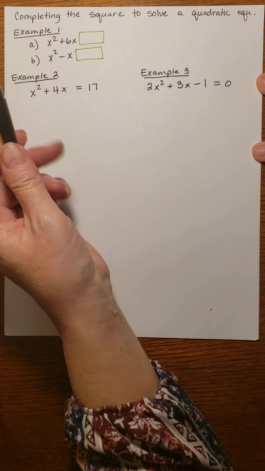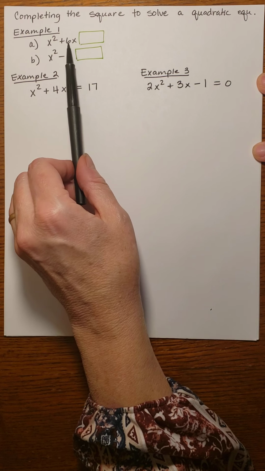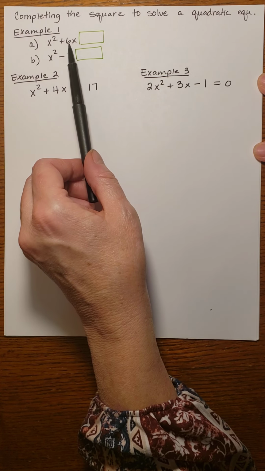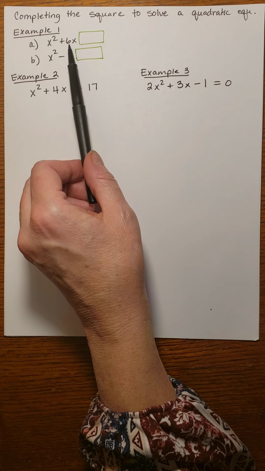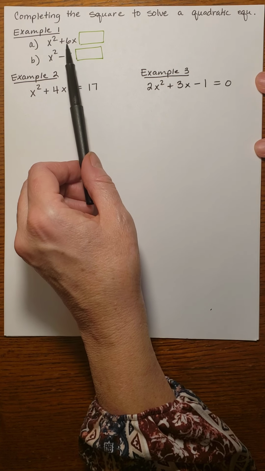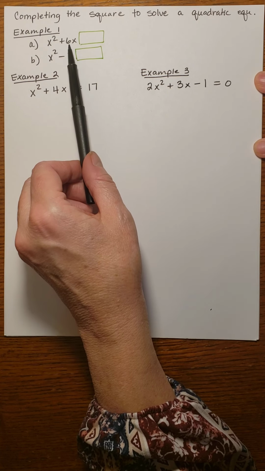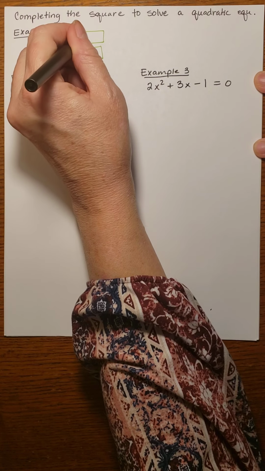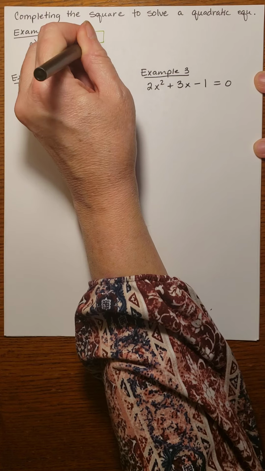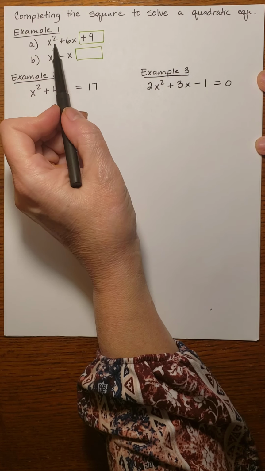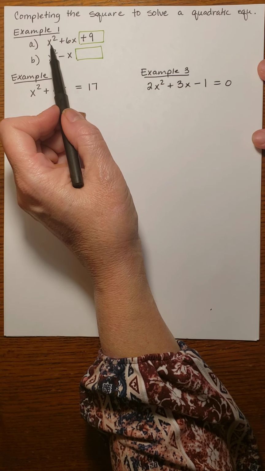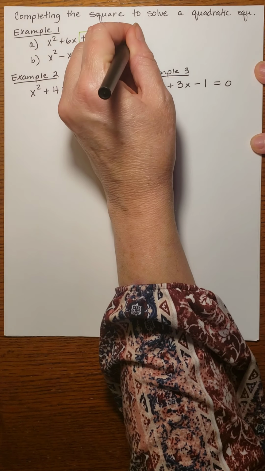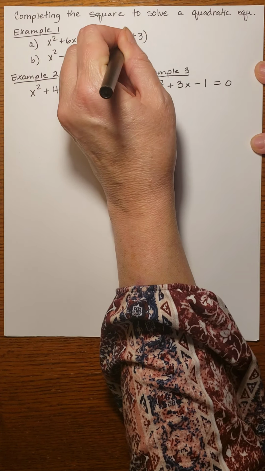And the way we do that is you look at this middle term here, 6x. You take the coefficient of 6 and you take half of it, and then you square it. So half of 6 is 3. 3 squared is 9. And you're always going to add that constant. So I'm going to add 9. What this does is it creates a perfect square trinomial, and it's x plus 3 squared.